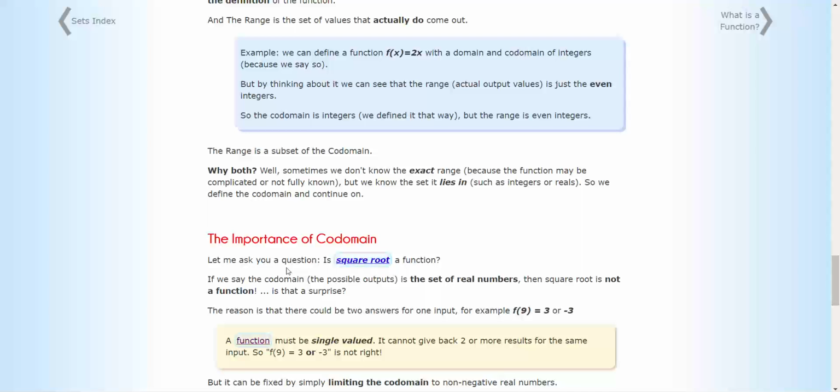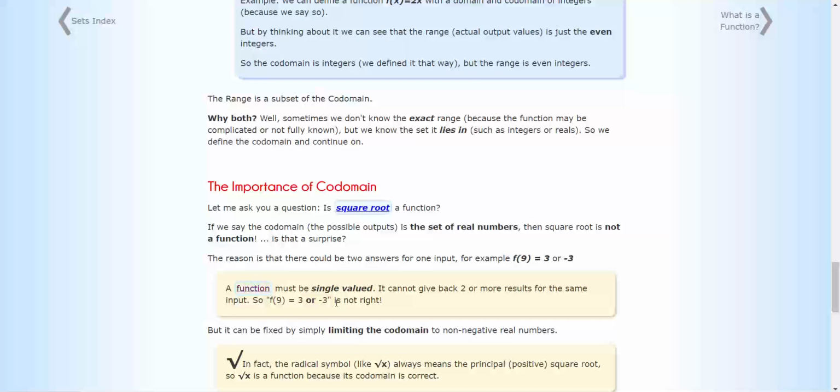Square root of function. If we say the codomain is the set of real numbers, then square root is not a function. Is that a surprise? The reason is that there could be two answers for one input. F of 9 equals 3 or negative 3. A function must be single valued.